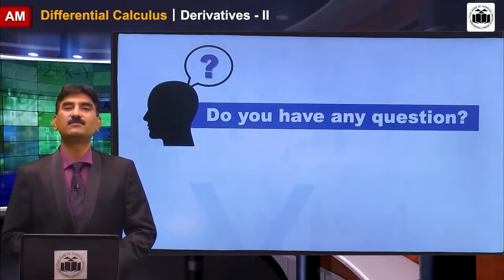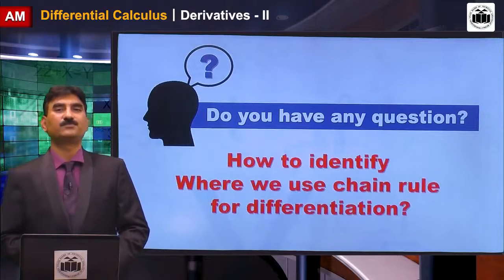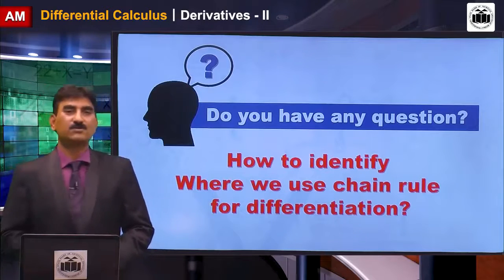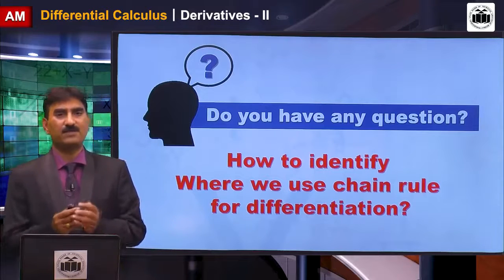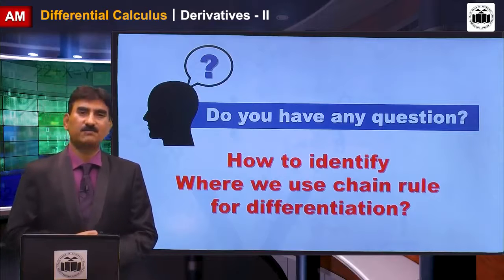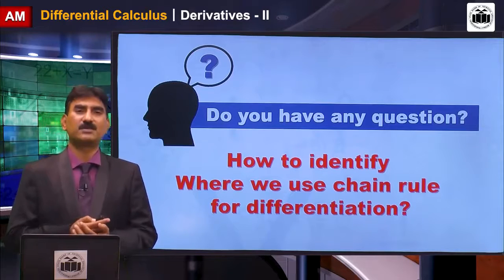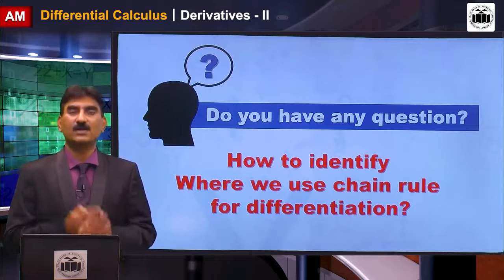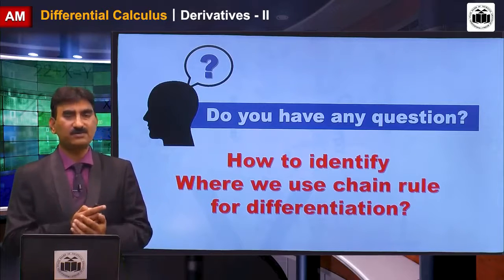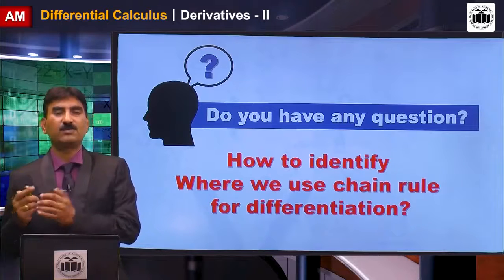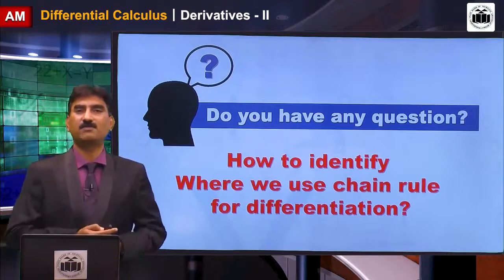Yes sir, I have. How to identify where we use chain rule for differentiation? Okay, very good question. So student, basically we define two types of function. First is simple type of function and another is composite type of functions. So what is the difference? Just take one example, log x and log of ax plus b. Log x, we say it is a simple function. Log of ax plus b, we say that it is a composite function. Now we see the derivative of log x is 1 upon x.